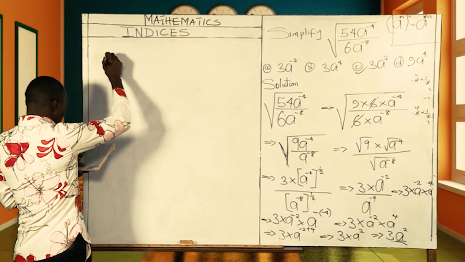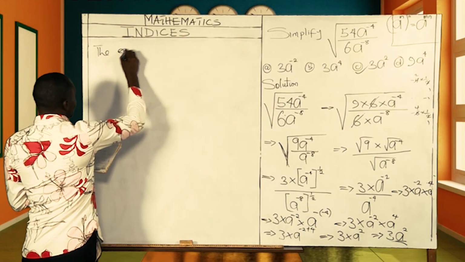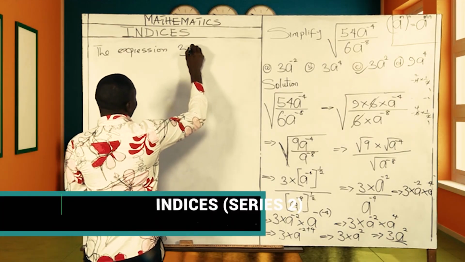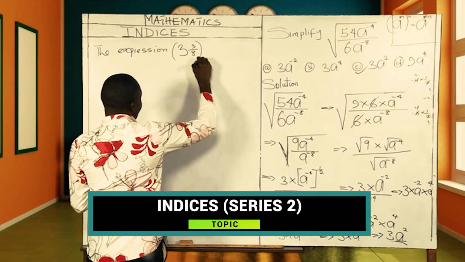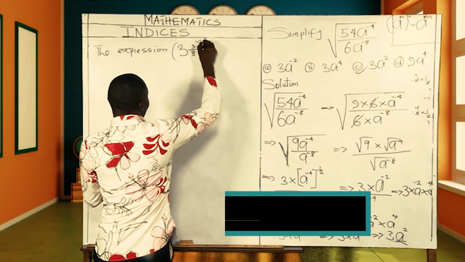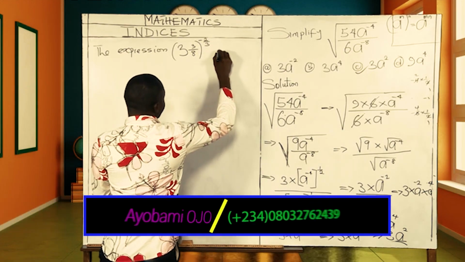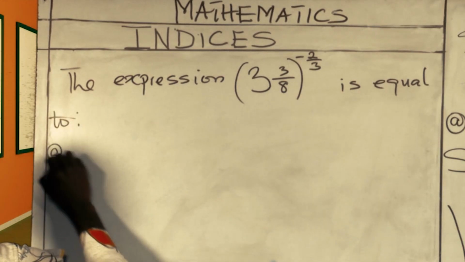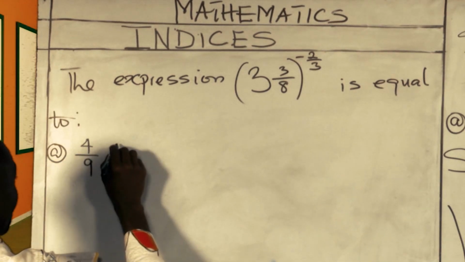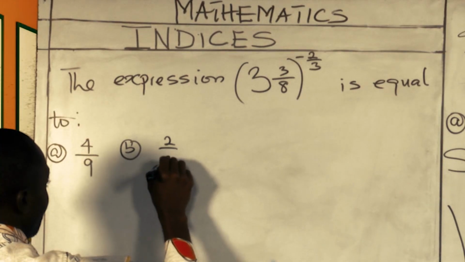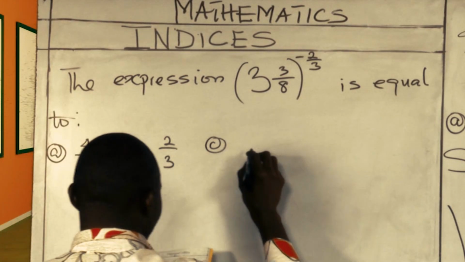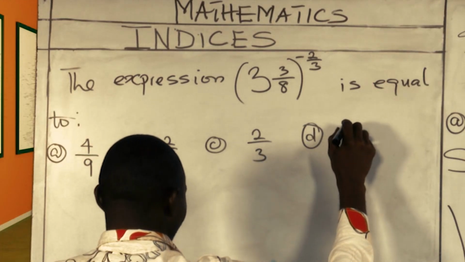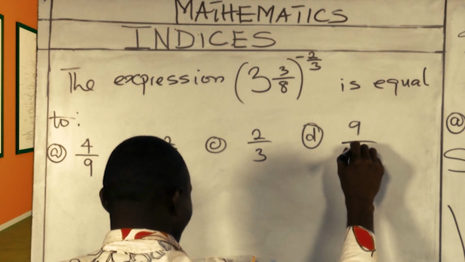We have the expression 3 whole number 3/8, all raised to the power of minus 2/3, is equal to A 4/9, B 2 over 3, C 2 over 3, D 9 over 4.